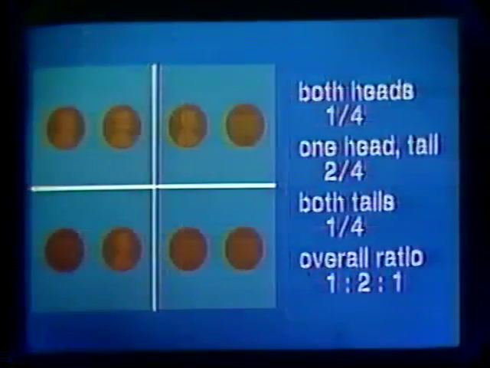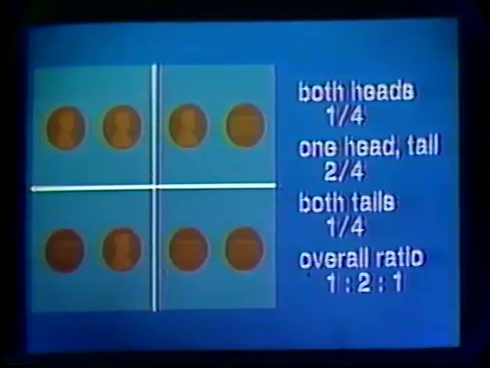The combinations can be expressed as ratios. There is 1 chance out of 4 of getting both heads. There are 2 chances out of 4 of getting some combination of a head and a tail, and there is 1 chance out of 4 of getting both tails. The overall ratio for the different possibilities is therefore 1 to 2 to 1.